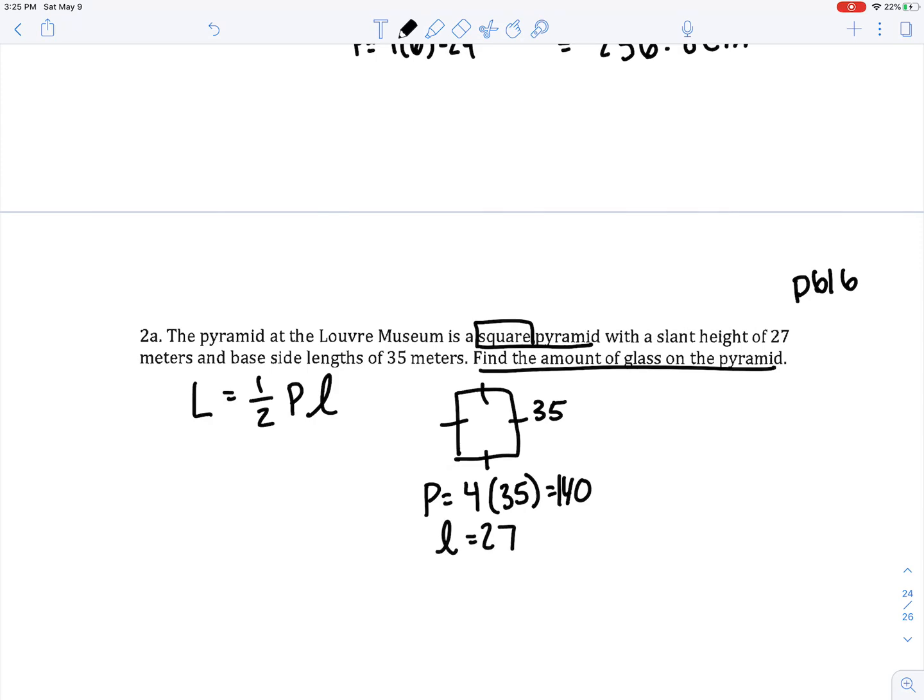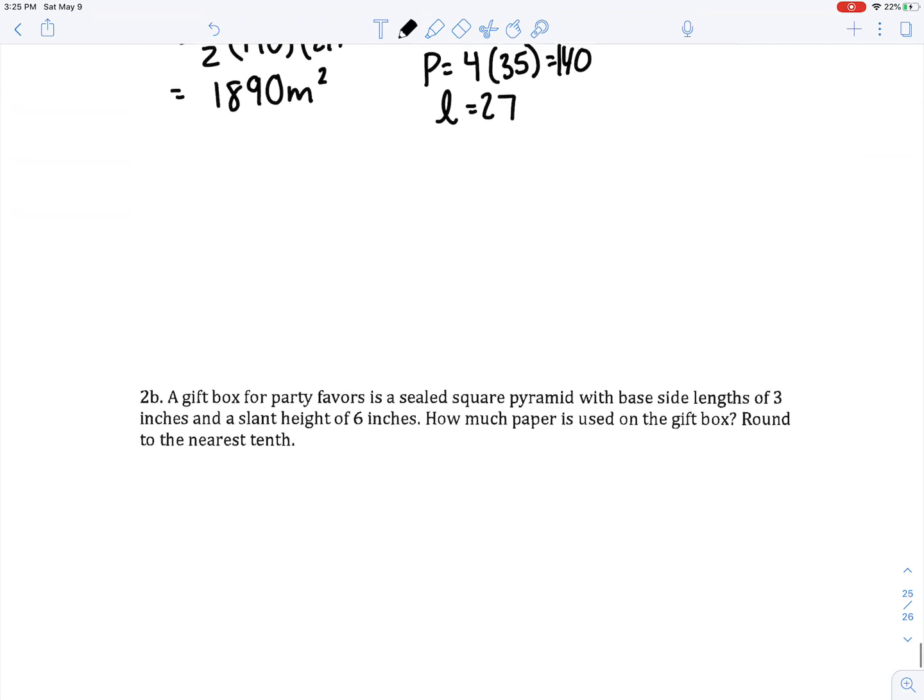Tells me the slant height is 27. So now I'm going to plug it in. One half the perimeter of the base times the slant height. So I could do 140 times 27 divided by 2, or you could do 1/2 times 140 times 27. Either way, you get 1,090 meters squared.